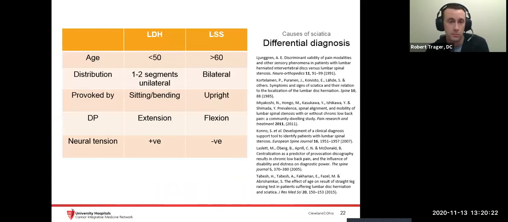Let's go through the two most common causes for sciatic pain and how we distinguish between them. Disc herniation, LDH, that's typically in your younger patients. They feel better when they're standing, walking, or bending backwards. People with stenosis, they're typically older. They feel better sitting. They feel worse standing, and they feel better bending down. So very different sort of symptoms, although you can actually have both. And those are some of the toughest ones.